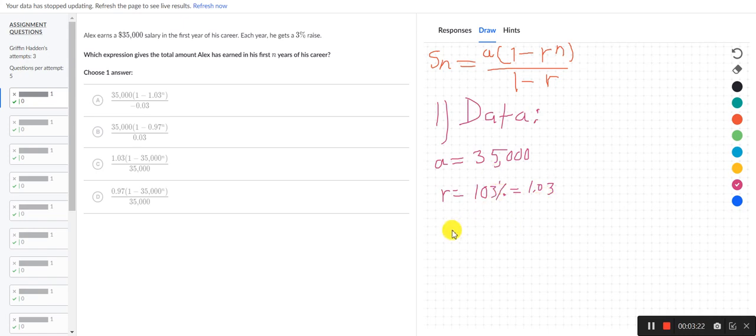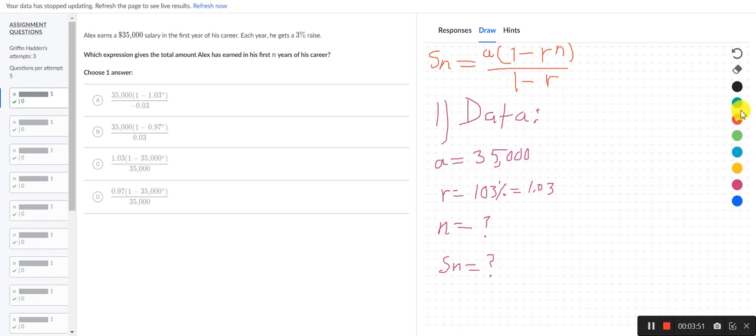Now we have the ratio. Now what do we need? We need the n, which is the number of terms. Okay, so n is what? They don't give us n. They don't tell us how many years. So n we don't know. And they're not asking us for the sum. They're not telling us what's the sum. So we don't know the sum either. But we can express it in those terms.